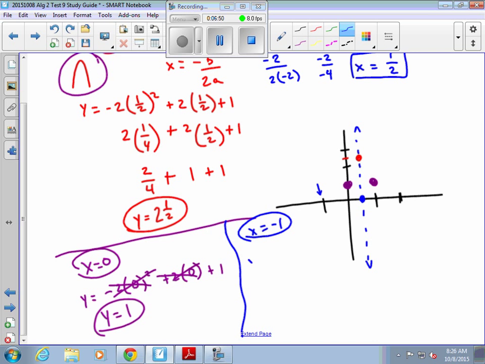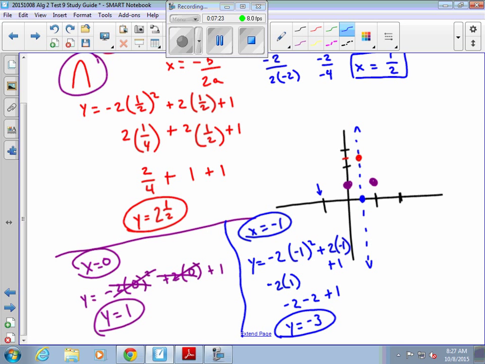So y is equal to negative 2 times negative 1 now squared plus 2 times negative 1 plus 1. I'm just running out of room right there. So negative 1 squared is 1. So we have negative 2 times 1, which we know is negative 2. And then 2 times negative 1 is negative 2, plus 1. So y is going to be negative 2 minus 2 is negative 4, plus 1 is negative 3.